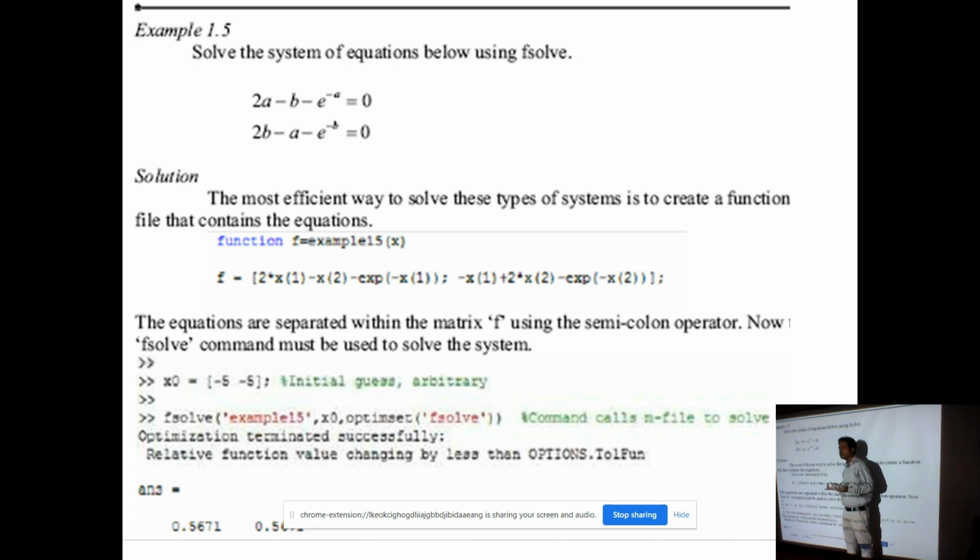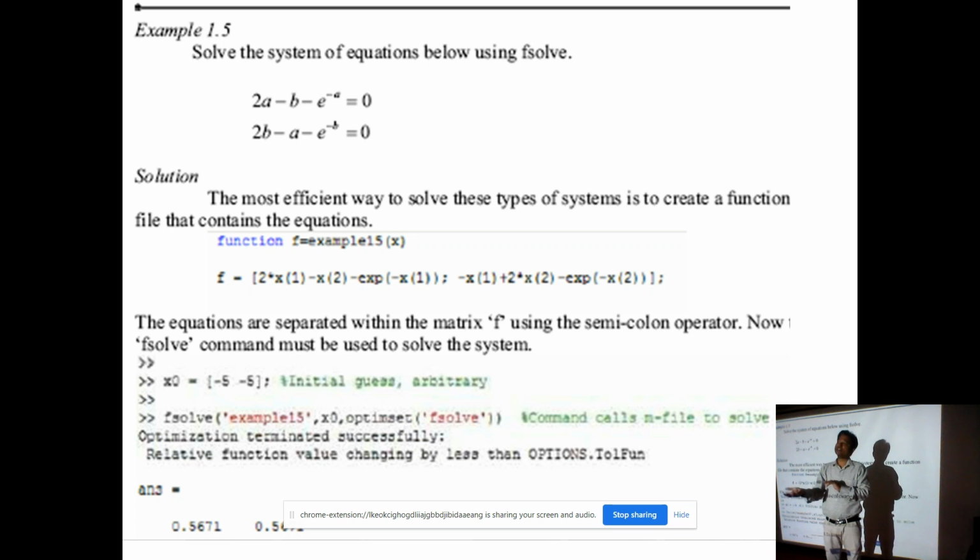Write x of 1, x of 2, x of 3. Five equations, x of 1 to x of 5. After writing every equation you put a semicolon, because these all come under the single function. So first equation semicolon, second equation semicolon, third equation semicolon. After finishing everything, you close it with the vector notation. That's all. So you save it, leave it.